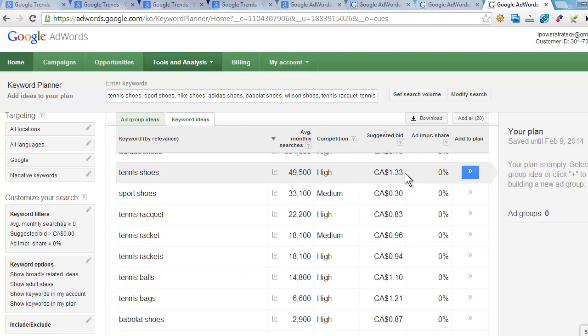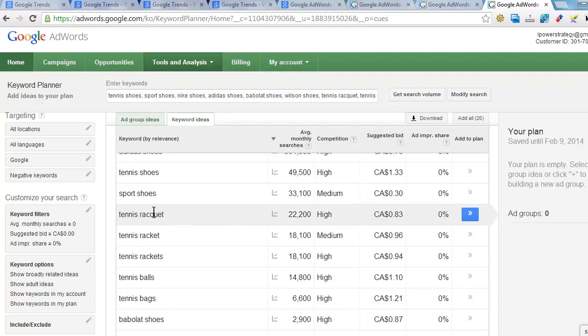So my next big question is, which one would you choose? Sport shoes or tennis shoes? Well, probably sport shoes. They have quite high demand, yet medium competition, and quite a lower cost per click. Now, again, this has to be tested.